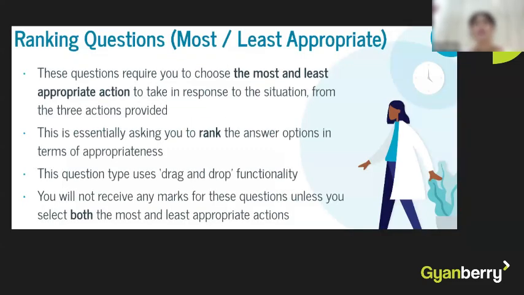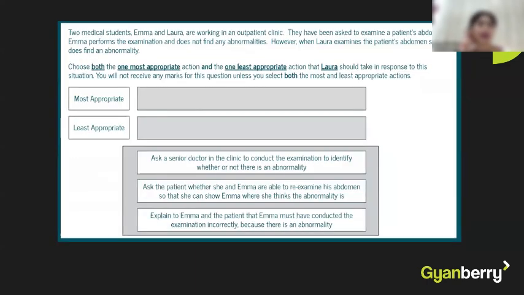The second kind of questions are the most and the least appropriate actions. So you have to rank the answers in terms of appropriateness. Now, these kinds of questions will come with a drag and drop function like this. So you will have to look at the passage, read, and there will be 3 options given down. Among these 3 options, you'll have to choose which is the most appropriate one and drag it up to that column, and the least appropriate to that.